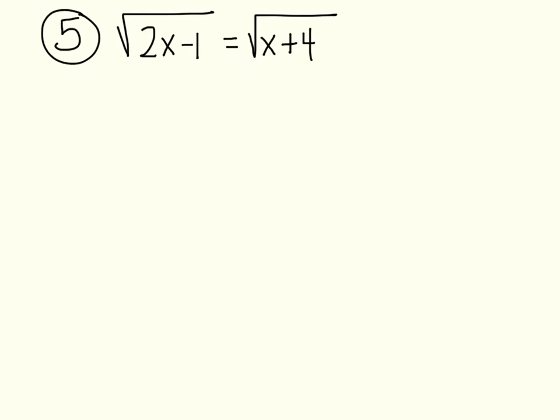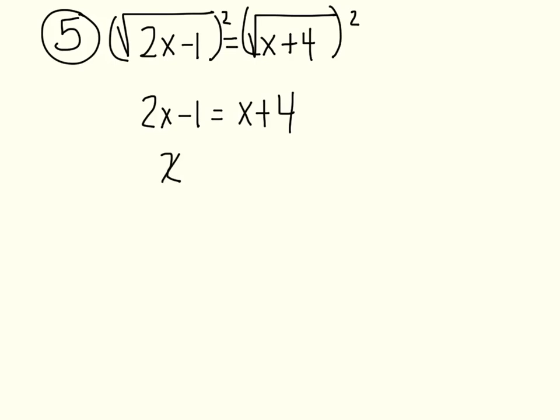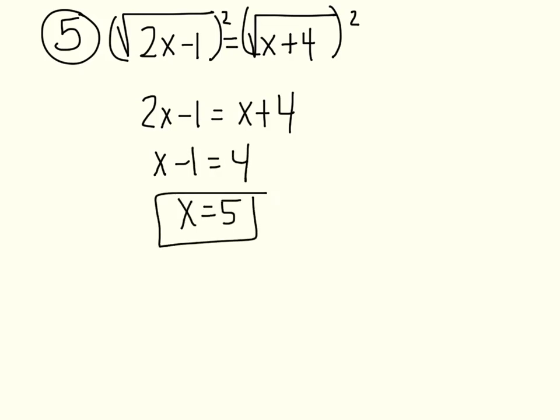Now in this equation, the square root of 2x minus 1 equals the square root of x plus 4, you have two terms that are being taken to a square root. So you have to get one square root on one side, one square root on the other. All we do now is square both sides. We get 2x minus 1 equals x plus 4. And now we just solve the equation. Two-step equation, subtract x on both sides, you get x minus 1 equals 4. Then we add 1, we get x equals 5. If you plug it in, it will work. Your solution is x equals 5.